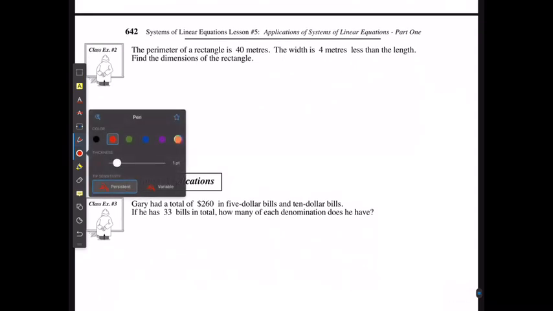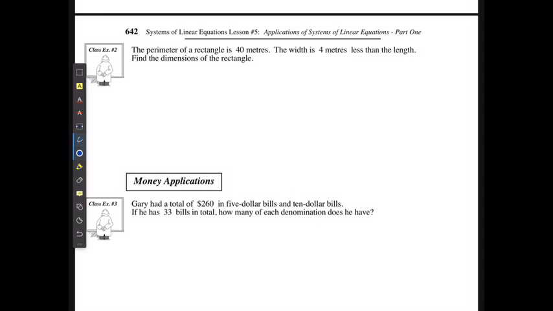The next case it gives us is going to be a perimeter question. It says the perimeter of a rectangle is 40 meters. The second part is it states that the width is 4 meters less than the length. Find the dimensions of the rectangle. Well, I'm going to use the standard variables here. I'm going to say that W represents the width in meters, and L represents the length in meters.